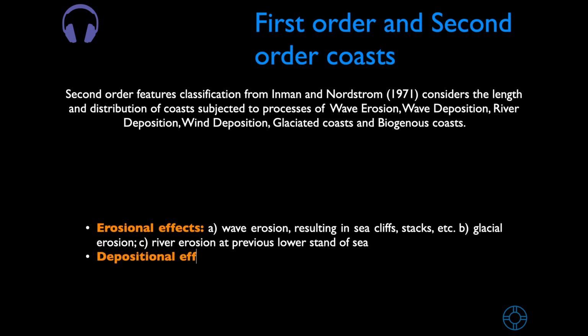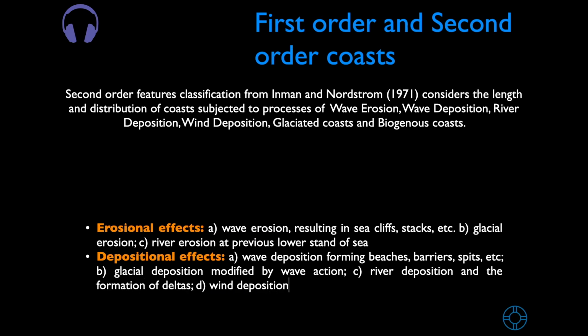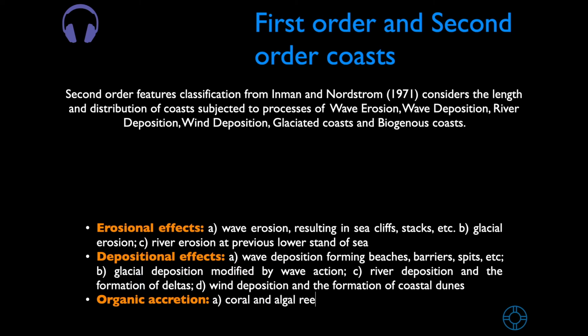The depositional effects can be A. Wave deposition forming beaches, barriers, spits, etc. B. Glacial deposition modified by wave action. C. River deposition and the formation of deltas. And D. Wind deposition and the formation of coastal dunes. The organic accretion can be A. Coral and algal reefs, and B. Mangroves, salt marshes, etc.